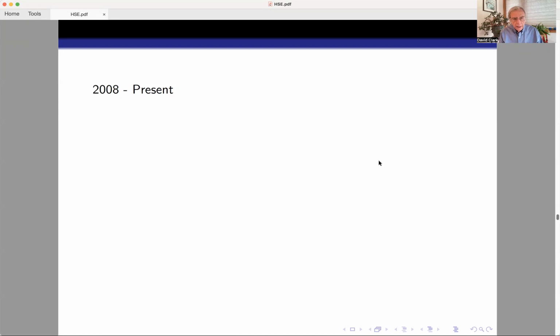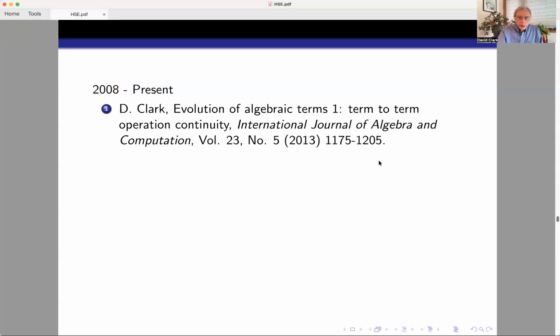And what I did is I proved a theorem, a big theorem in 2013, which gave a simple test to look at a gate and tell if it had that property. So that took me a long time to do. This was a lengthy paper that was published in the International Journal of Algebra and Computation in 2013. And I called this property term continuity. So a gate is term continuous if it has that property.